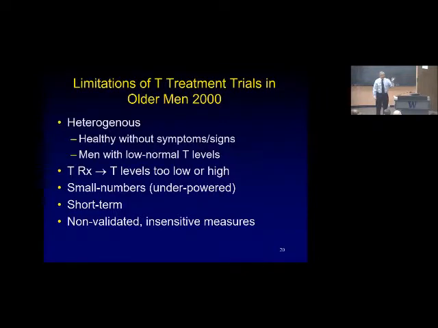So back in the turn of the century, in 2000 or so, we were all doing small studies in heterogeneous populations of men that either were relatively healthy, really were not sick at all, or that had various levels of testosterone that were low or even in the low normal range. Small numbers, a large variability in the kinds of testosterone that were given, so that levels that were achieved were either too high or too low. Most of them were short-term studies, and most of them used non-validated and insensitive measures. So that's where we were back in 2000, about 20 years ago.